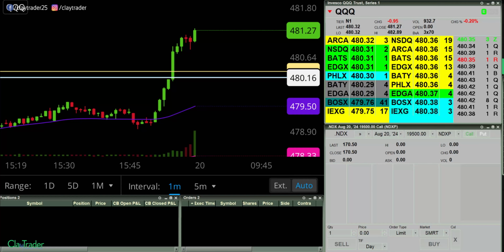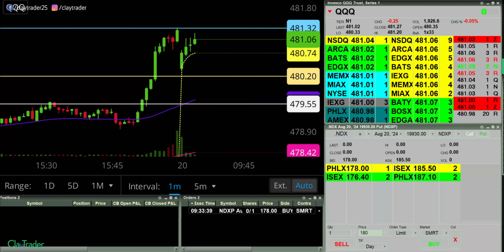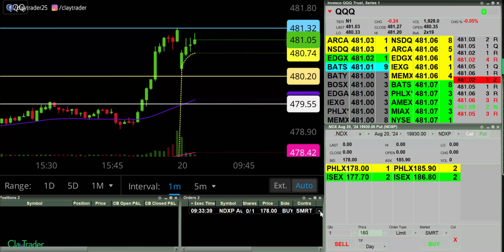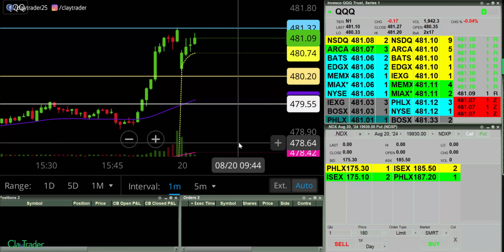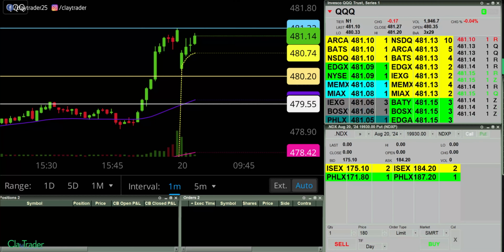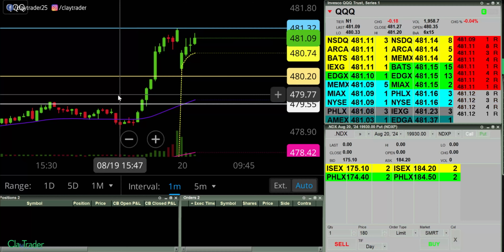We'll get things rolling again. Have an order at 178 here. I'm going to cancel that out. Feels a bit like a forced trade. I want to see the price up closer to that blue line.